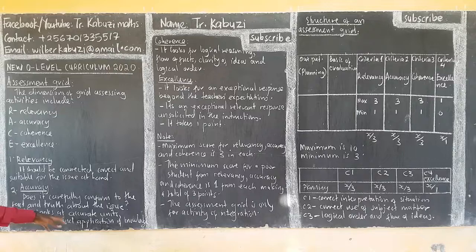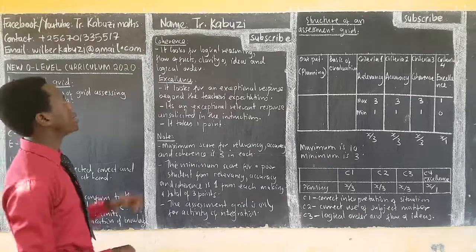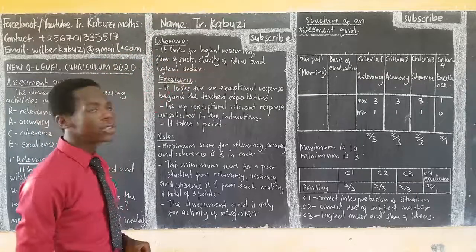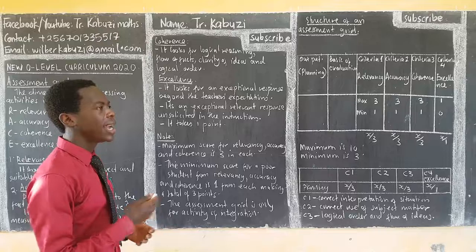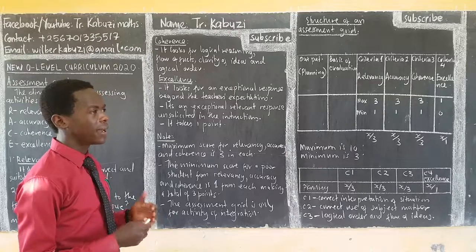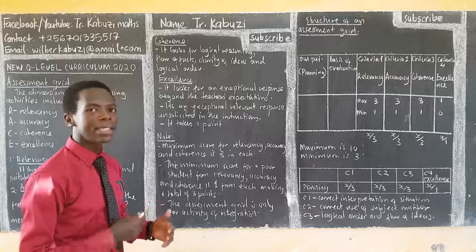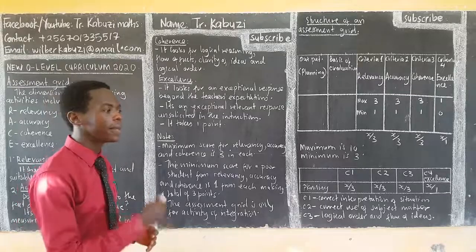Then it looks at accurate units, measurements, and then application of the knowledge. Then when you come to coherence, it looks for logical reasoning. Now, coherence is in the ideas or in the requirements someone is going to use. How is the flow? How is it arranging from this to this?